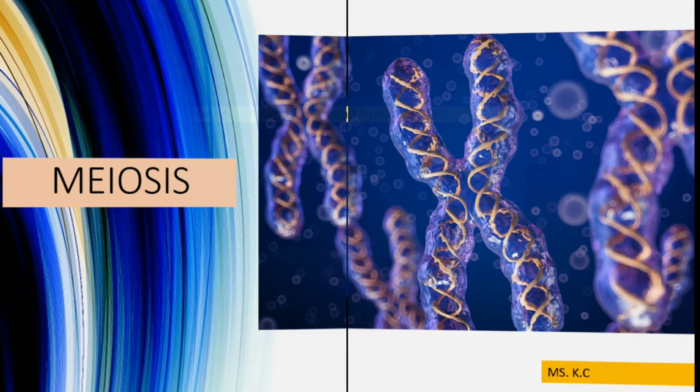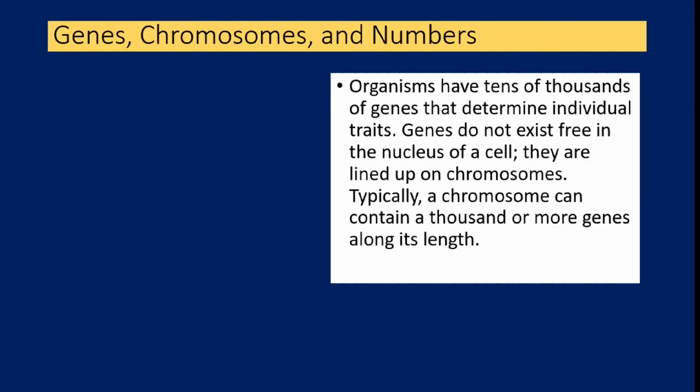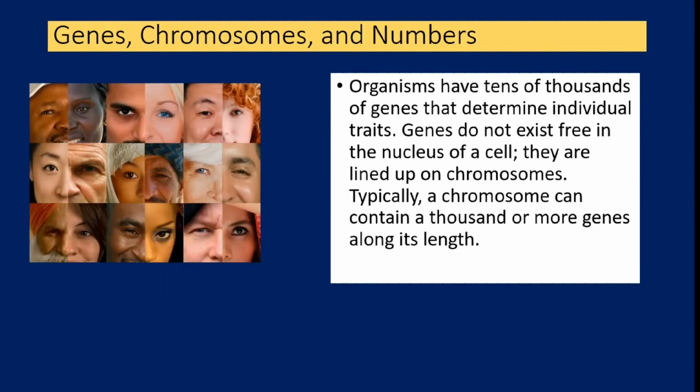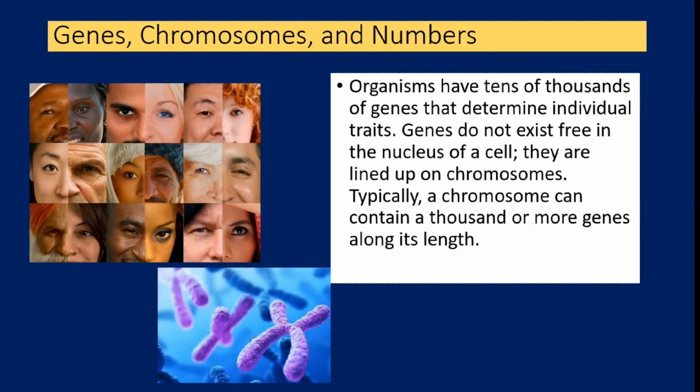Meiosis. Genes, chromosomes, and numbers. Organisms have tens of thousands of genes that determine individual traits. Genes do not exist free in the nucleus of a cell. They are lined up on chromosomes. Typically, a chromosome can contain 1,000 or more genes along its length.